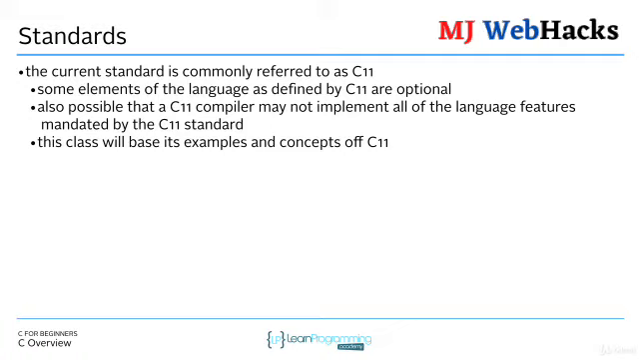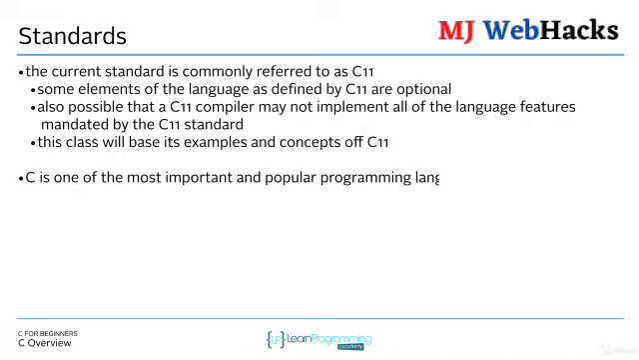So the current standard is commonly referred to as C11, 2011. Not used as much, but it does have a lot of cool features, a lot of awesome different things. We'll talk about all 3 standards, but we'll focus on C99. And just to describe a little, the C11 compiler may not implement all the language features mandated by the standard. That happens sometimes. But we'll base our examples and concepts off of all 3 standards, focus on newer concepts in C11, but mainly C99, which is the basic concepts.